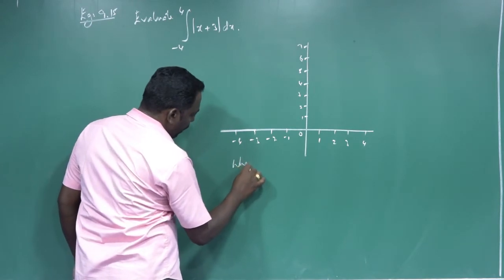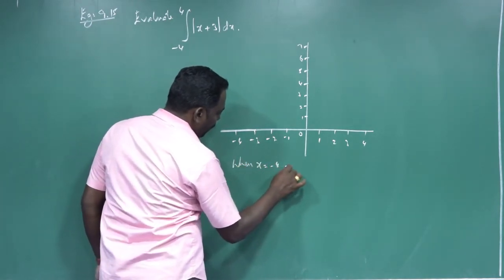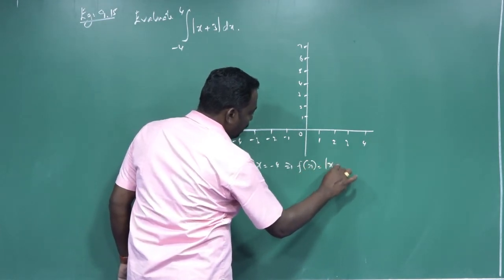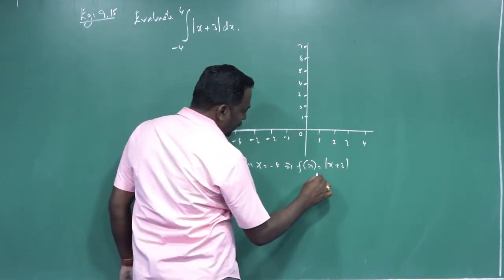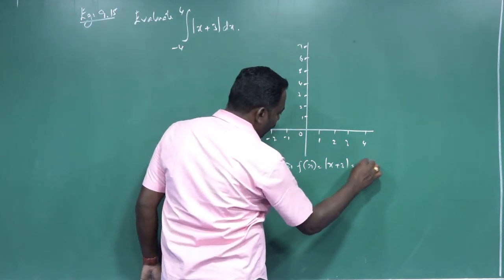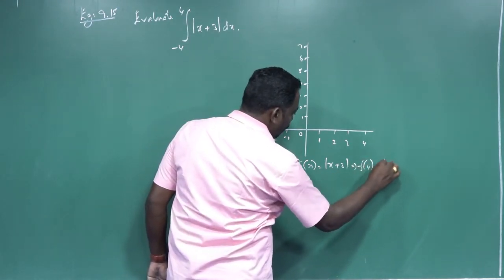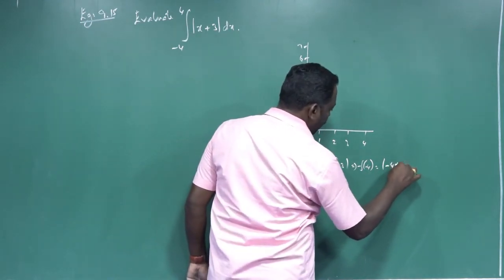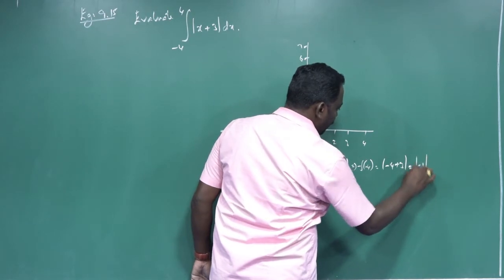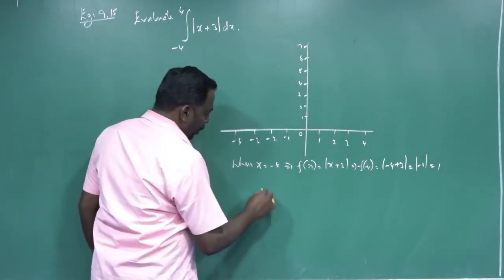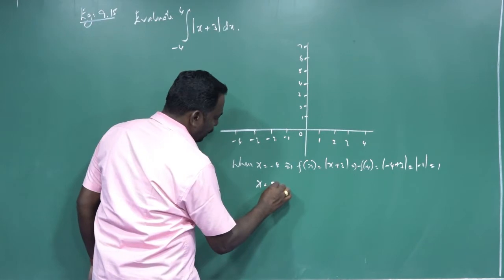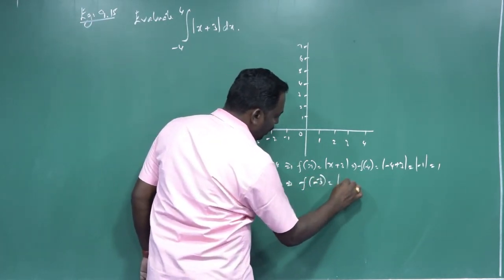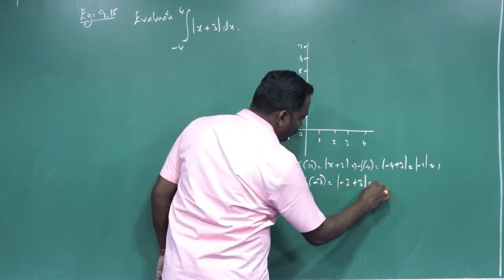Therefore, first we take x value equal to minus 4. That implies f of x, that is modulus of x plus 3. Now put x equal to minus 4. That is equal to f of minus 4, that is equal to modulus of minus 4 plus 3, that is equal to minus 1 within the modulus, that is equal to plus 1. Put x equal to minus 3. That implies f of minus 3 is equal to modulus of minus 3 plus 3, that is equal to 0.